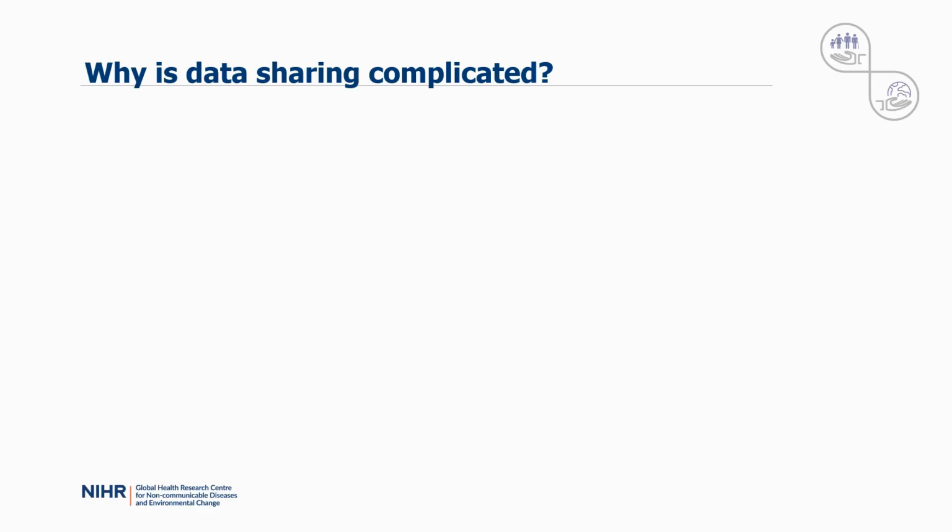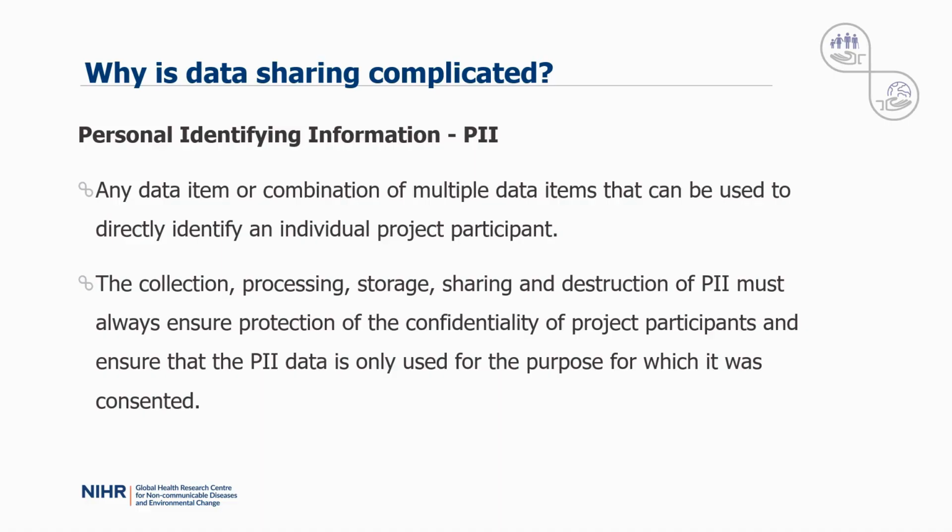Data sharing is complicated by many factors, and one of the primary ones is personal identifying information. PII is any data item or combination of multiple data items that can be used to directly identify an individual project participant. The collection, processing, storage, sharing and destruction of this PII must always ensure the protection of the confidentiality of the project participants and ensure that the PII data is only used for the purpose for which it was consented.